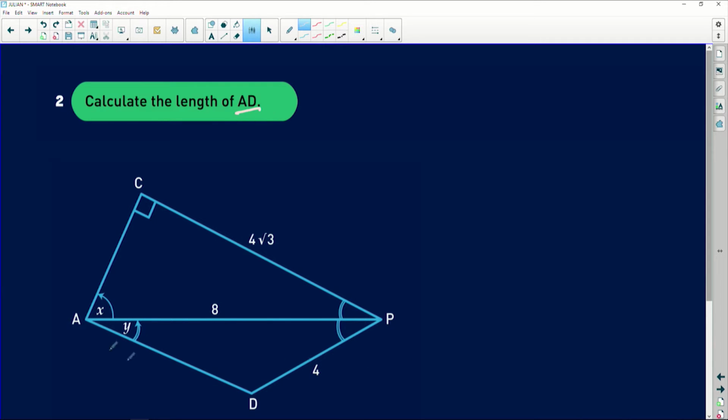So AD is located in triangle APD. We want to find this length over here. Okay guys, so straight away we already know that X is equal to 60 degrees. That means by the sum of angles in a triangle, the remaining angle is equal to 30 degrees. And because we know that these two angles are equal, this angle is also equal to 30 degrees. We want to find AD.